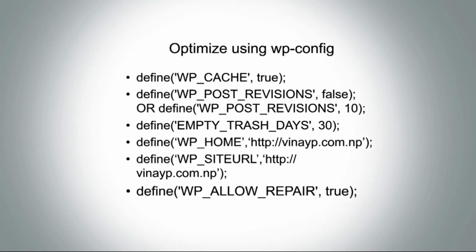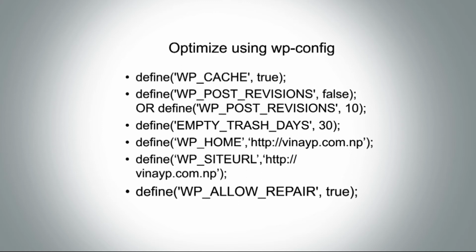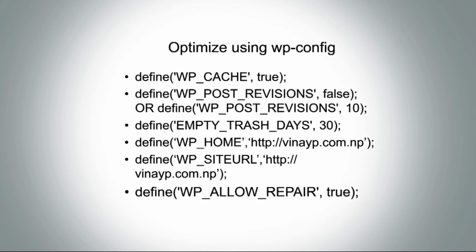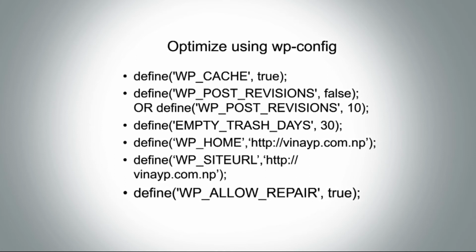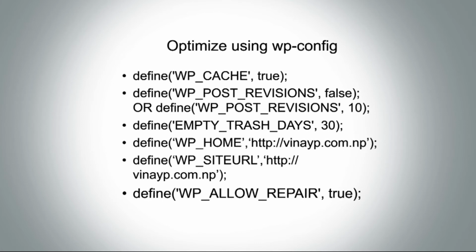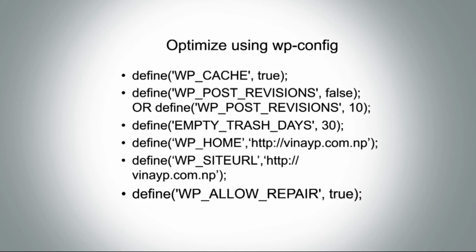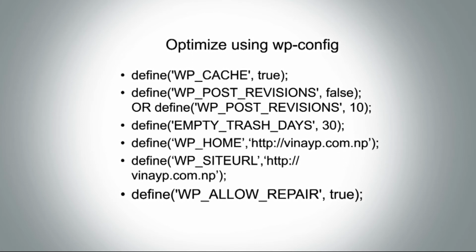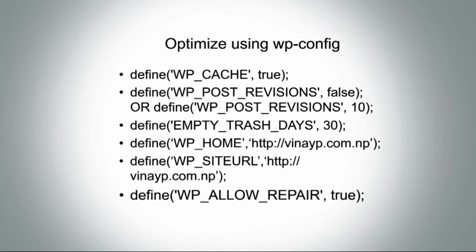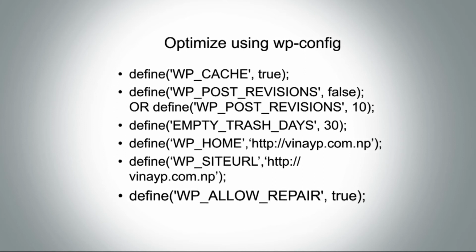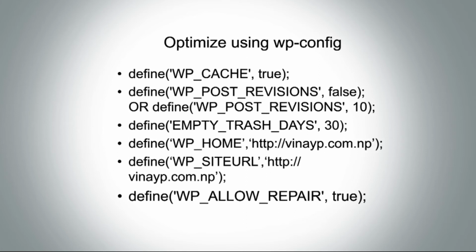Similarly, when you open your WordPress site, it will search for its home URL and site URL in the wp-config file. If it doesn't find that URL, then it will search your database. That is again another burden to the server. So we can reduce that burden by defining these two things in our config file. Now another point comes: allow repair. We can repair and optimize our database by giving WP_ALLOW_REPAIR true, and we can optimize in that way too.